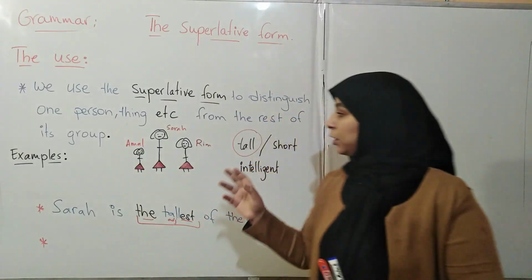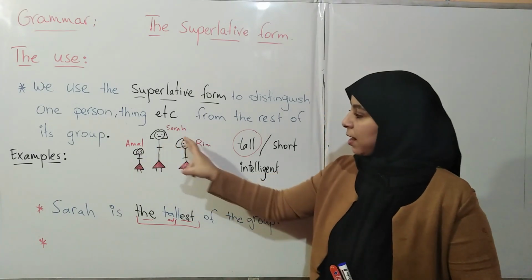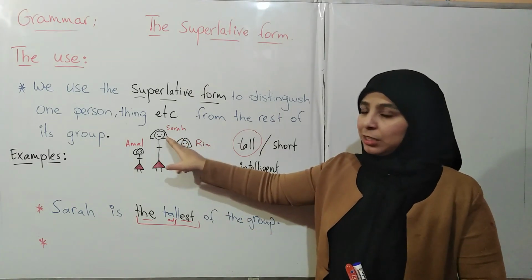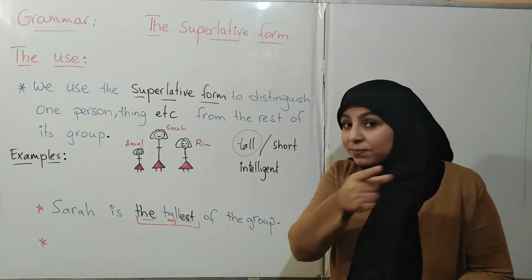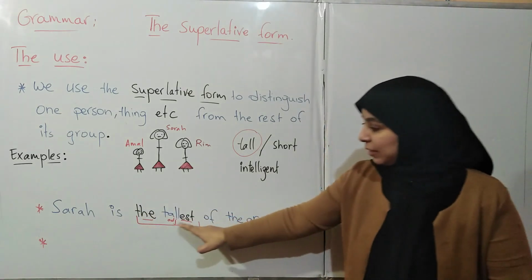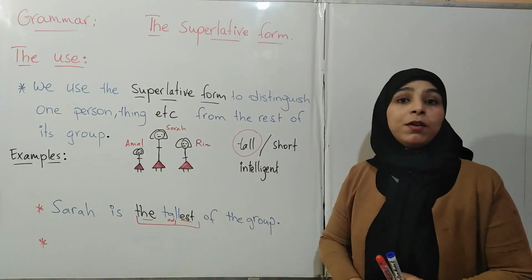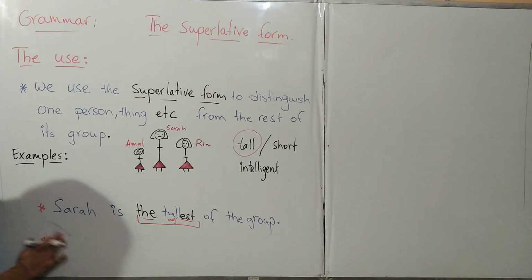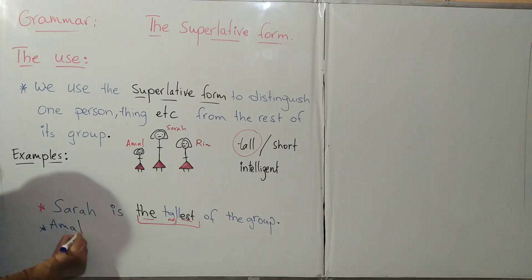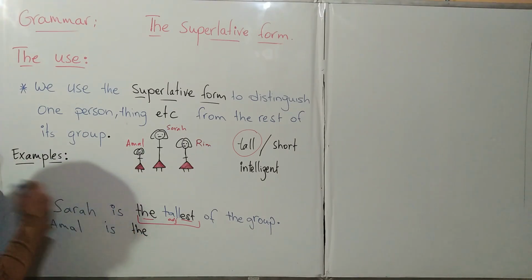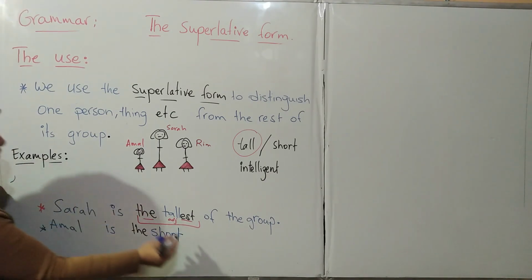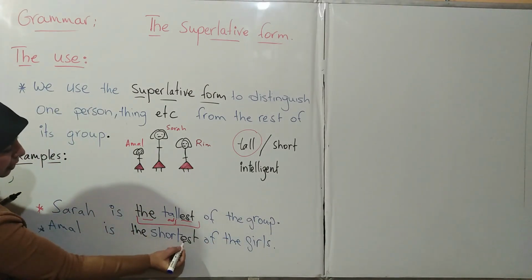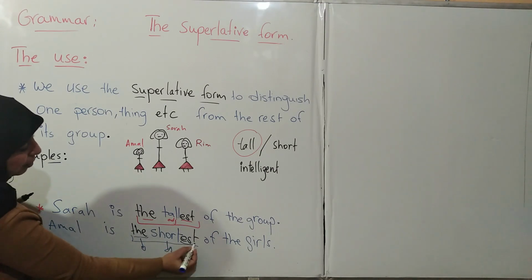Look here again at this diagram. Let's see Amal, Sarah, and Reem again. And let's use the adjective short. Is Reem short? No. Sarah? No. Amal? Yes, Amal is the shortest. So the shortest of the group of the girls of all. Let's write it again. Sorry, we're talking about Amal. Amal is the shortest, plus est, of the girls or the group as you like. So the shortest. Clear? So the, plus adjective, plus est.